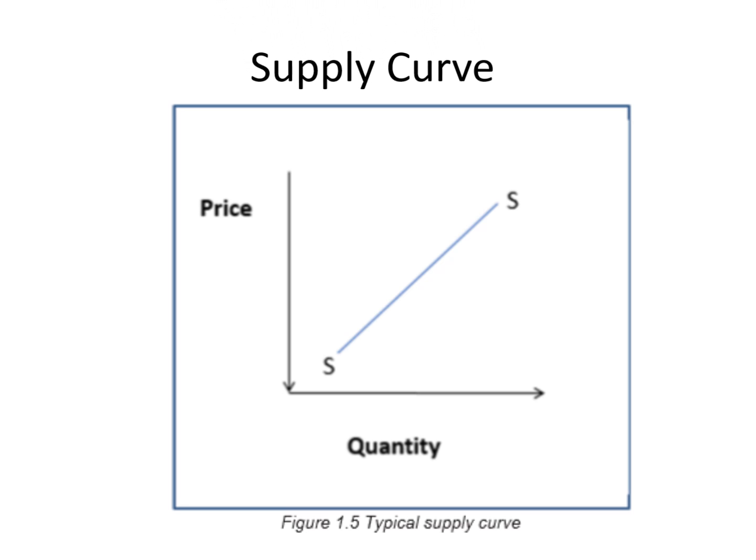Looking at a supply curve, it shows us the relationship between price and quantity supplied. It will always run from bottom left to top right, as when the price is low, quantity supplied will be low, and when the price is high, quantity supplied will be high, in line with your law of supply.